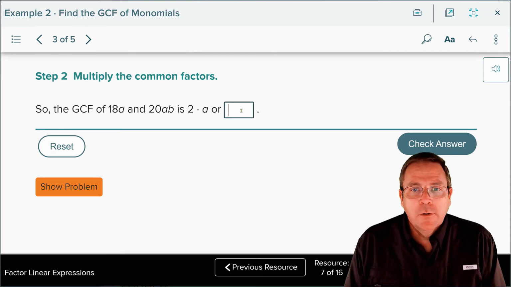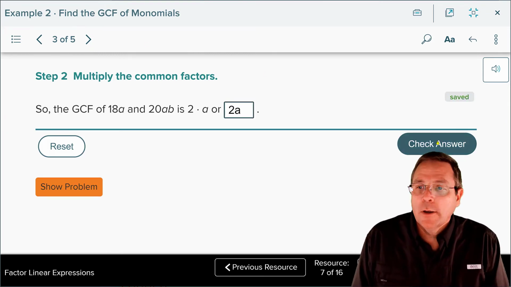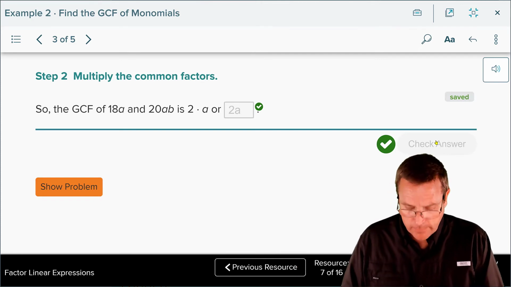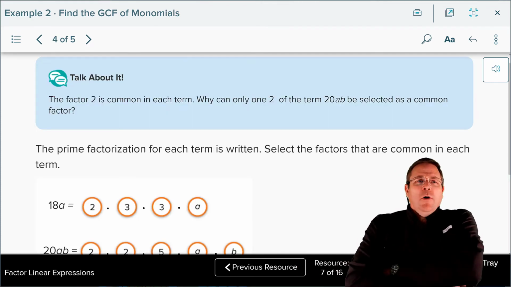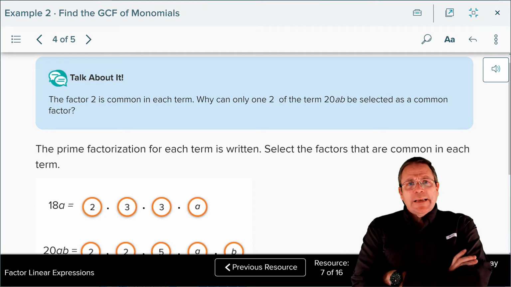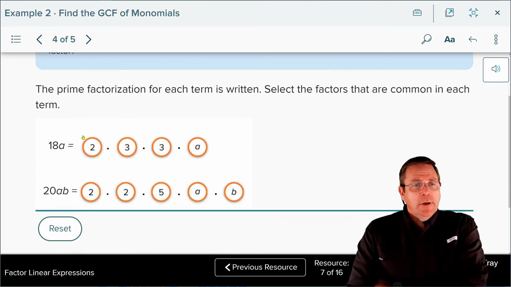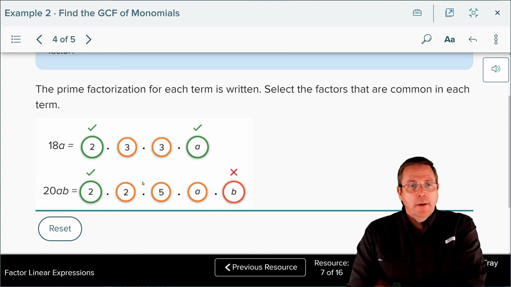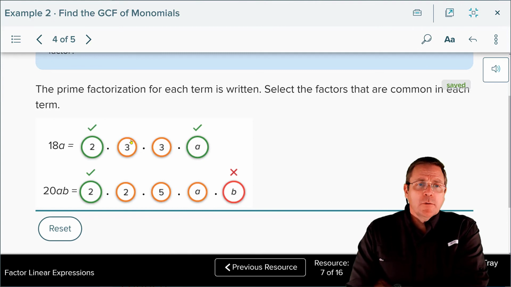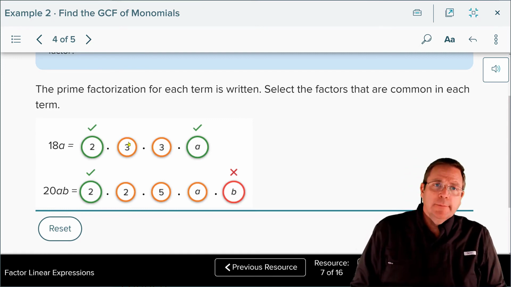We can take that 2a, type it in right here, and check. Yeah, that was pretty easy. Our talk about it says the factor 2 is common in each term, but why can we only use one 2 of the term 20ab? And you can see when we did that, we selected these 2's here, and we selected the a here, but they had another 2 right here. We couldn't select it because there was not another 2 up there to match it with. They have to have a matching partner in order to be selected.